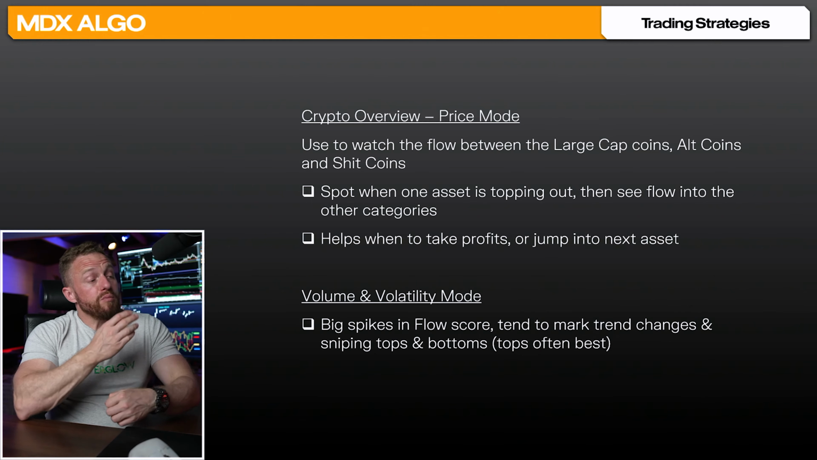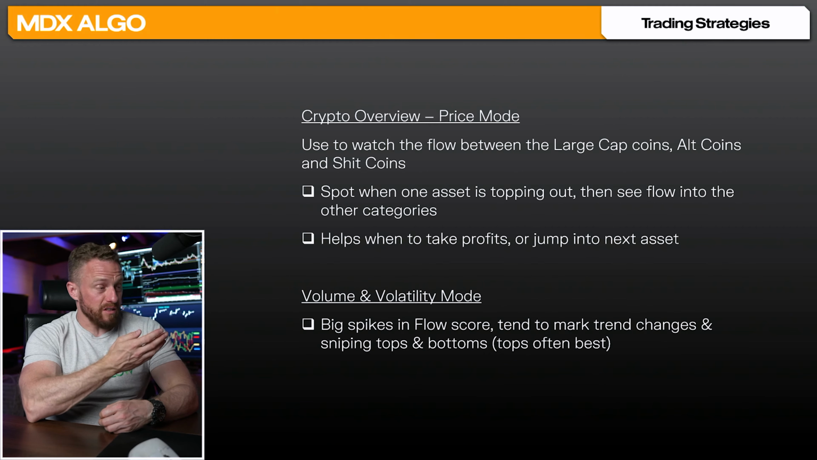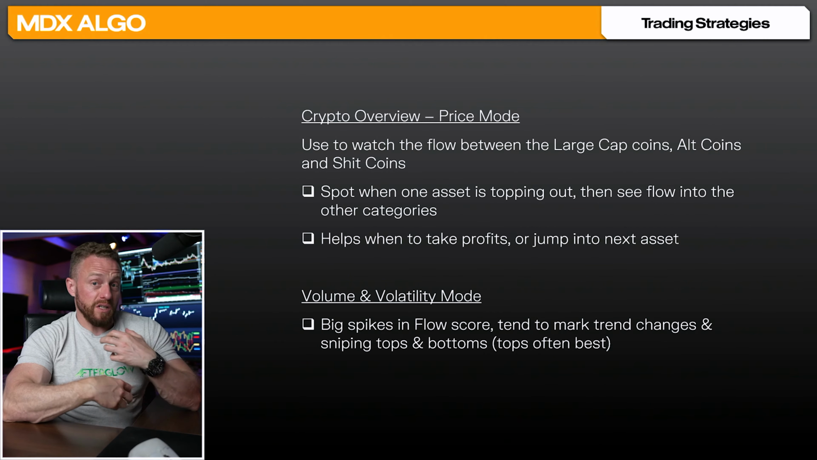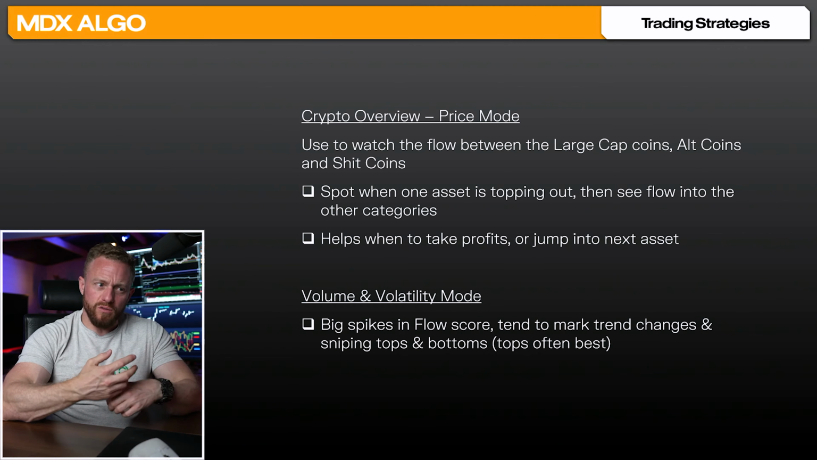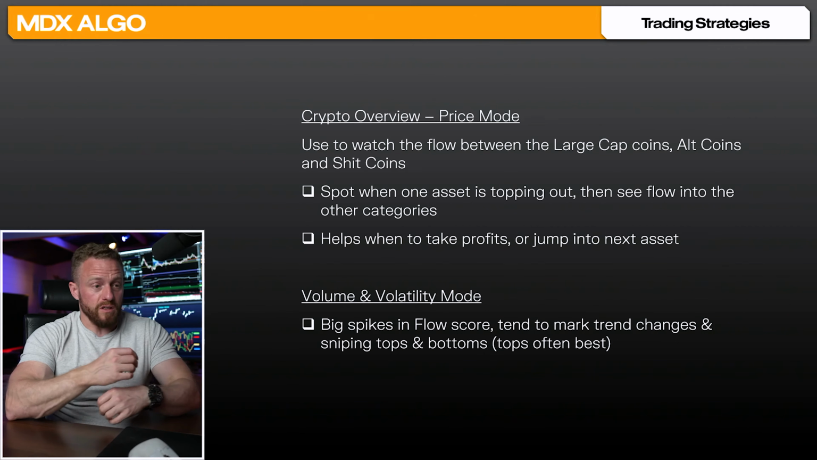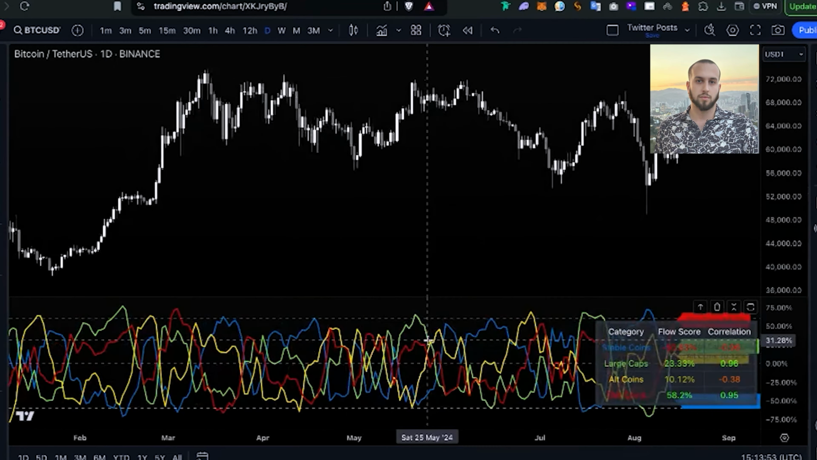Starting with price mode, which can help to watch the flow and see when one asset is topping out and money is flowing into the other categories, which can help when to take profits or jump into the next asset. The coolest thing about this is seeing the flow from large caps, altcoins, and shitcoins, and you can really start to see where something might top out.